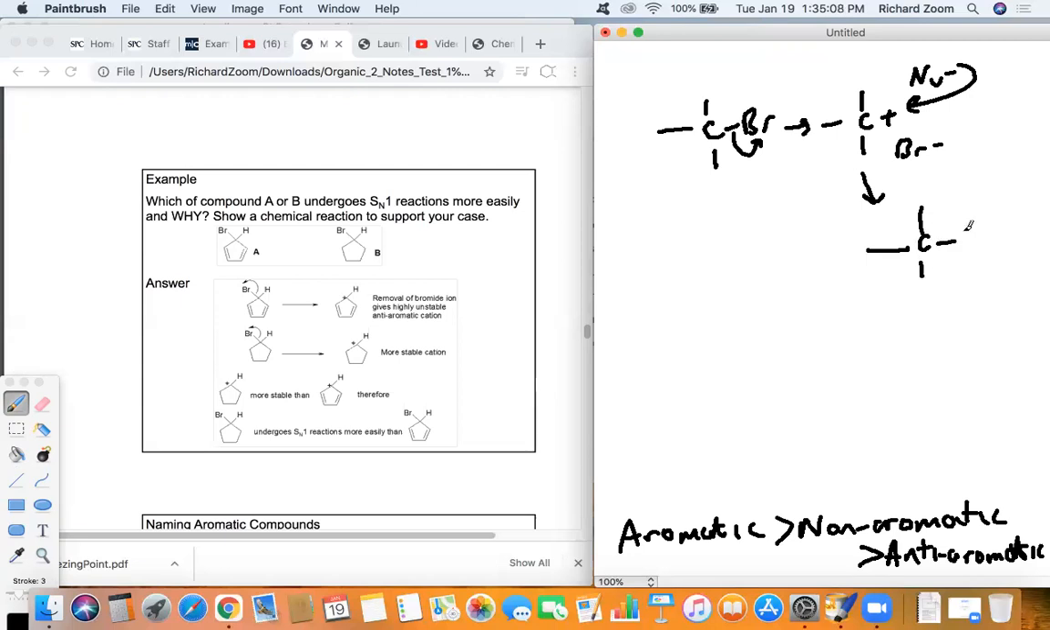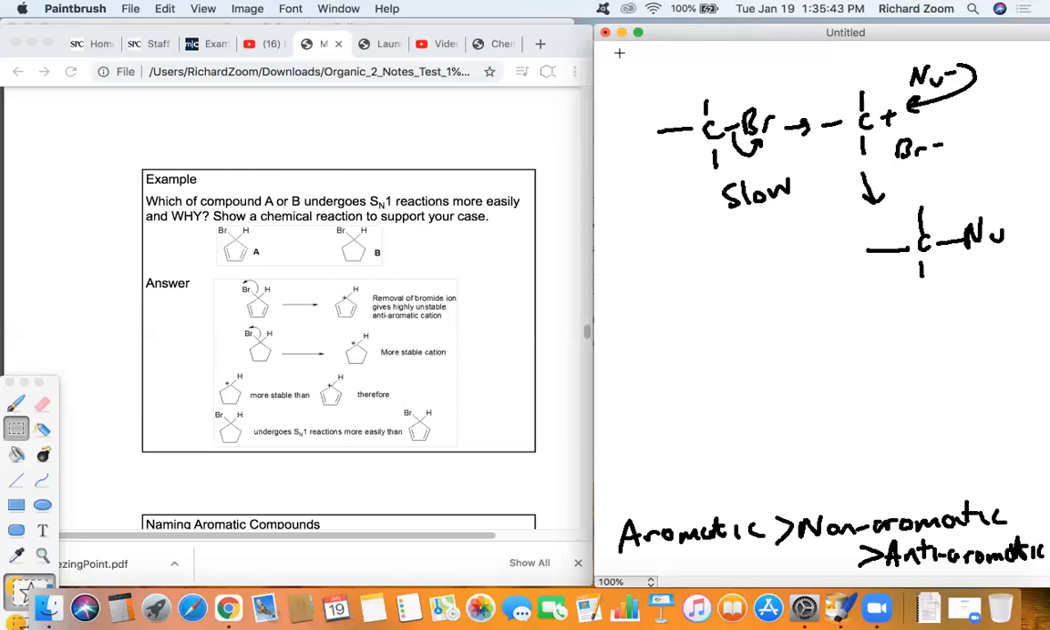This is a typical SN1 reaction, and this is the slow step right here, which is the release of the bromine to produce a cation. And that is going to be rate determining here. So which compound undergoes SN1 reactions more easily? Well, the one that produces the more stable cation will be the one that undergoes SN1 reactions fastest.